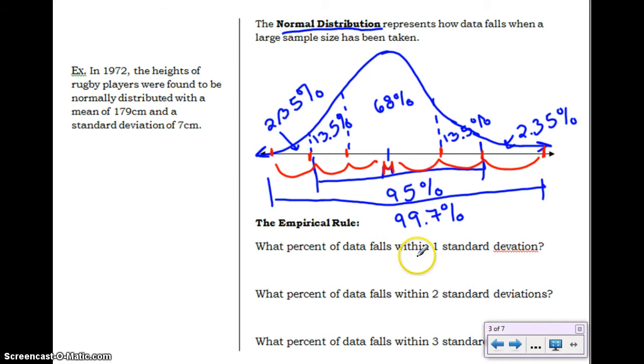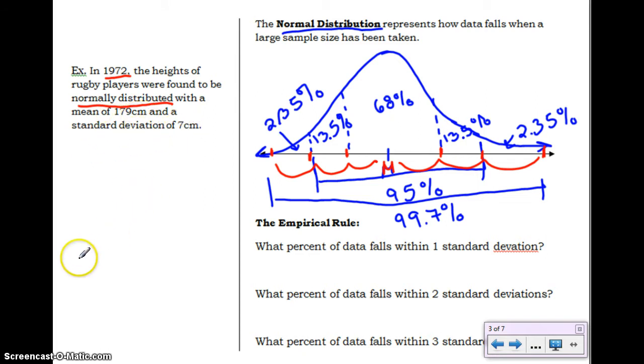Let's see what this actually means in an example. In 1972, the heights of rugby players were found to be normally distributed. So notice how the problem will tell you it's a normal distribution, which means they've collected a lot of data to make sure that it will fall like this normal curve looks. The mean is 179 and the standard deviation is 7.